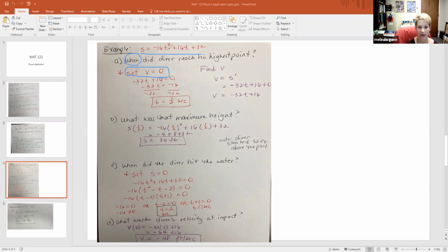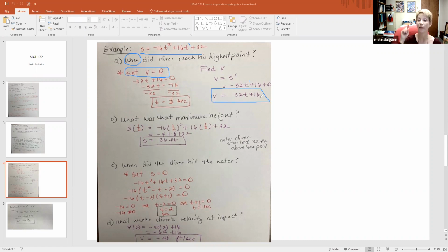So I'm going to go up here and take the derivative. Well, that 2 would come down. So 16 times that 2, that's why I get a negative 32, and that power goes down to 1. And then remember, I don't touch numbers in front, and the derivative of t is just 1, so I just get 16, and then the derivative of 32 is 0. So here is my velocity formula.